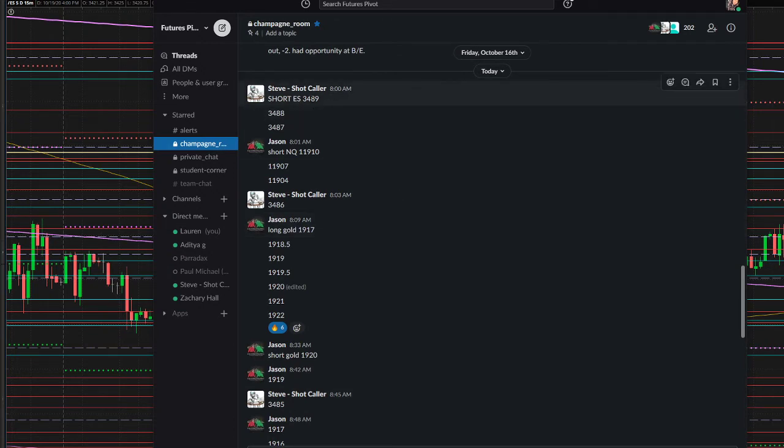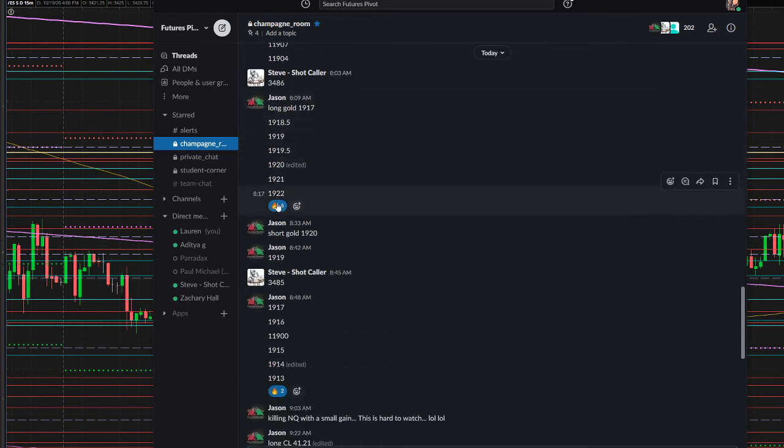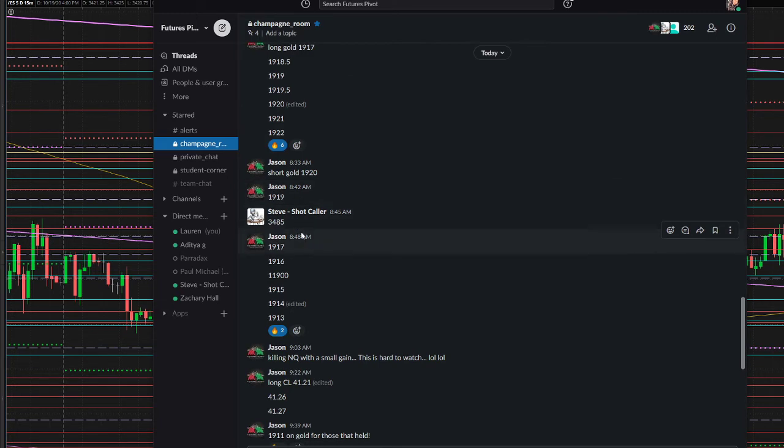So today, Steve called a short in the ES at 34.89 at 8 a.m. And you can see he's simply noting the levels as they move down. Again, taking profit is up to you, and your stop loss, when you want to move it into the green or when you want to exit the trade, is all on you. And then you can see Jason called a short in the NQ, and then that moved down. He also called a long in gold, which moved up, and then a short in gold.